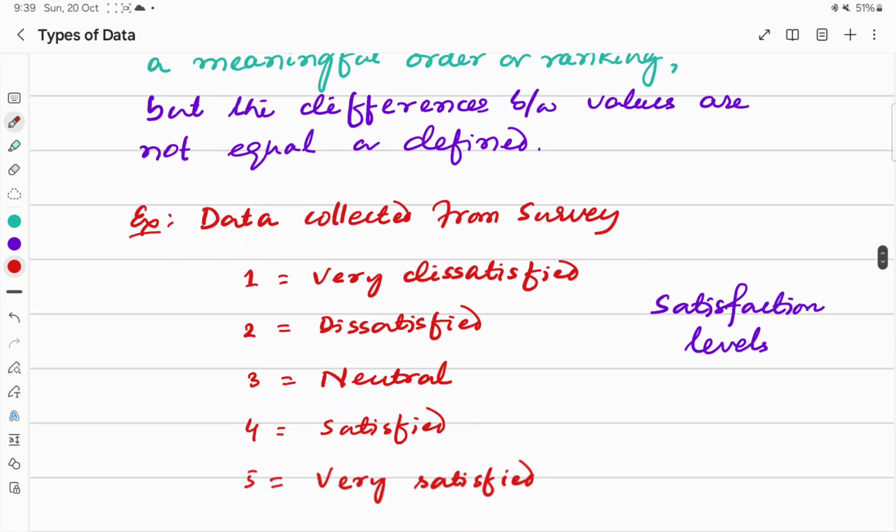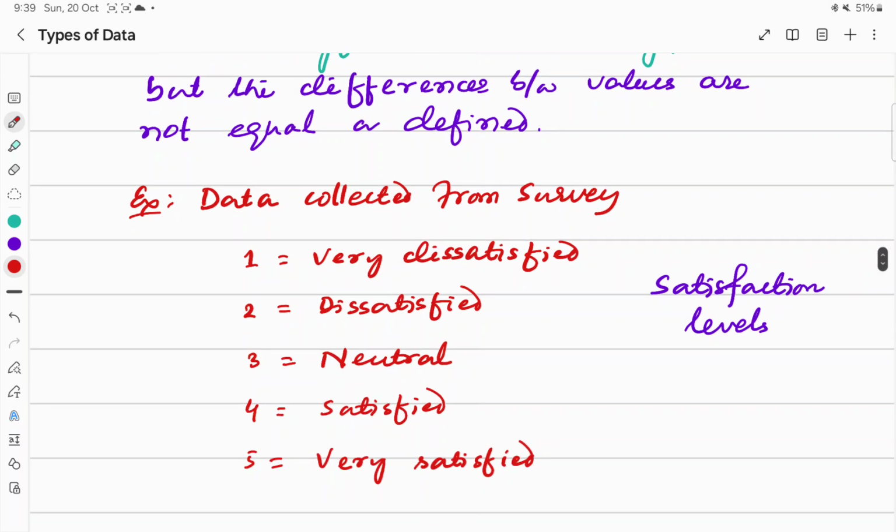For example, suppose in a survey, we collect the data about satisfaction level and we score them. Very dissatisfied 1, dissatisfied 2, neutral 3, satisfied 4, and very satisfied 5. In this way we have scored. But the difference between satisfied and very satisfied is not equal to the difference between neutral and satisfied.